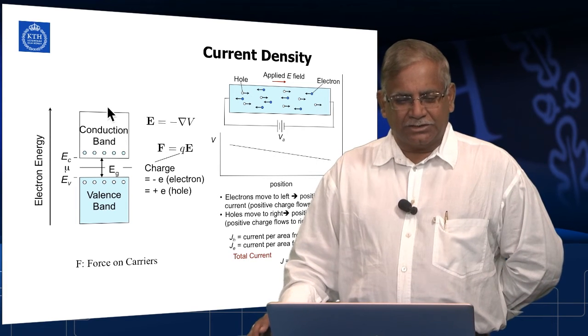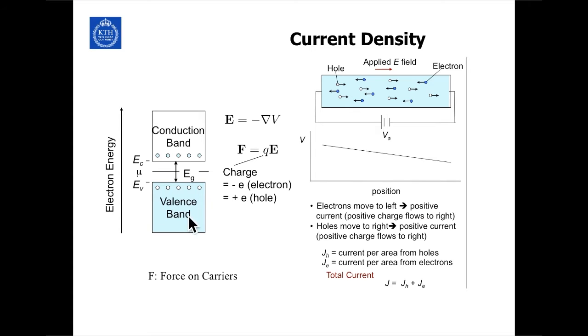For example, this is the conduction band here, and this is the valence band as we talked about, and the energy is essentially given by delta V, and the force on the carriers is given by the charge multiplied by the energy.